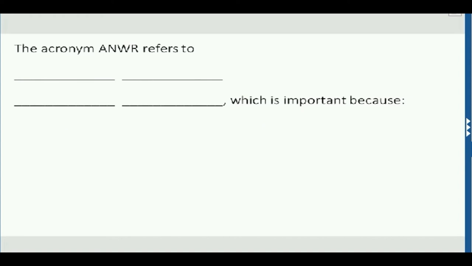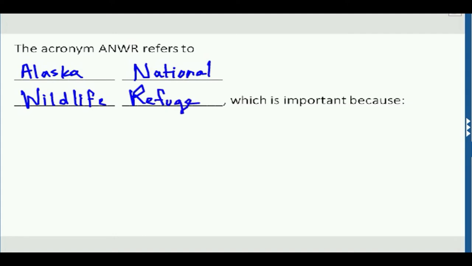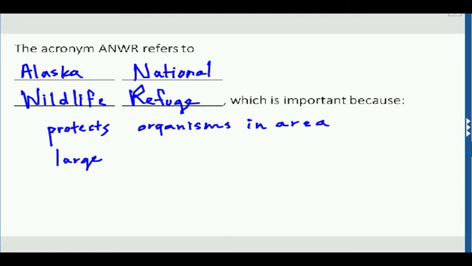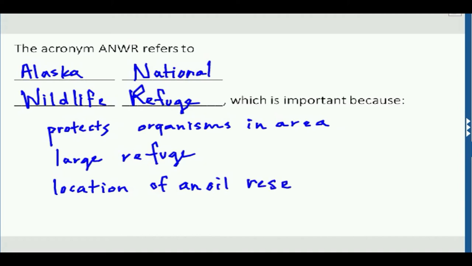ANWR is the Alaska National Wildlife Refuge, and it's important because it protects organisms in the area. It's a large refuge, but it's also the location of an oil reserve. So environmentalists and companies are constantly fighting, constantly wanting to drill there and get oil out.